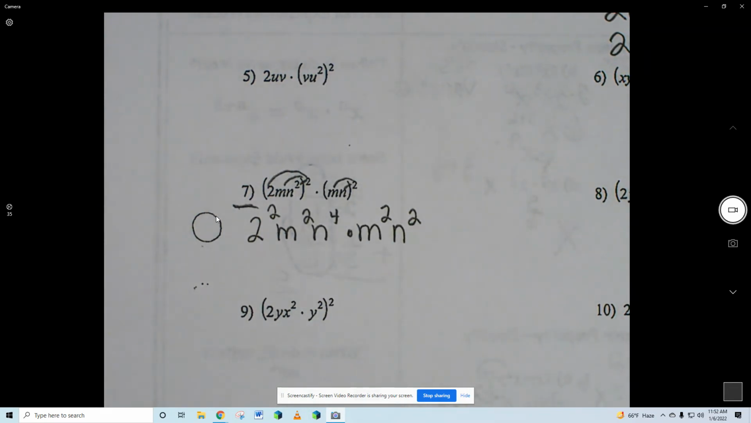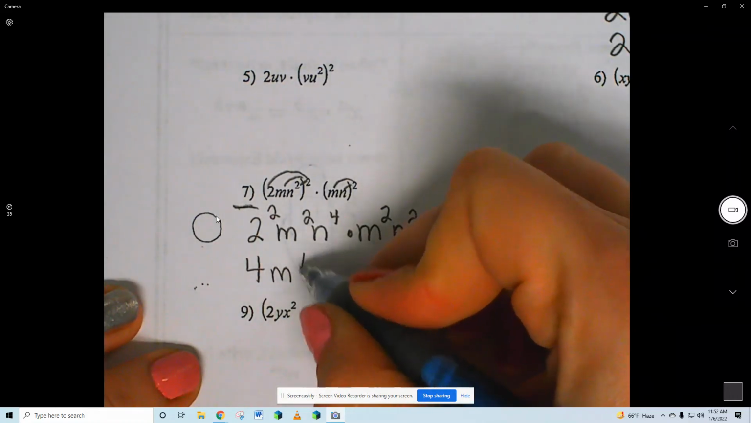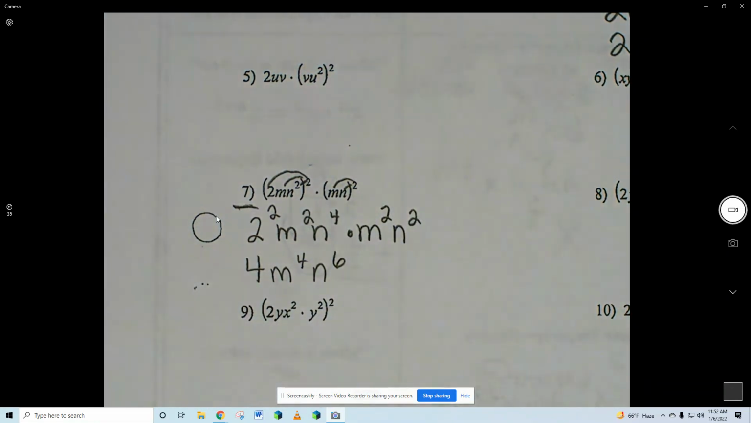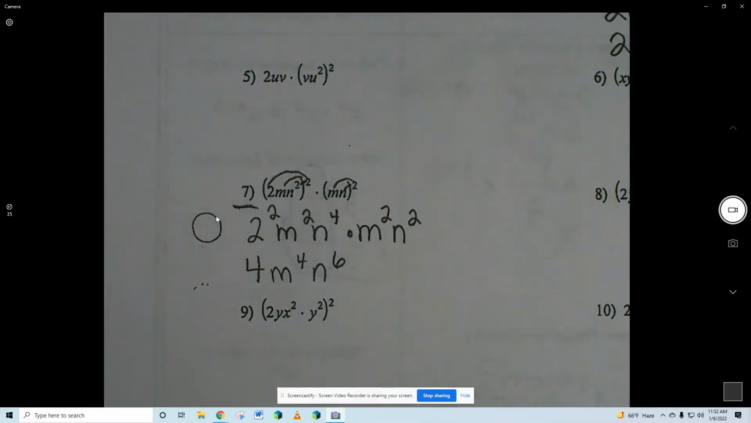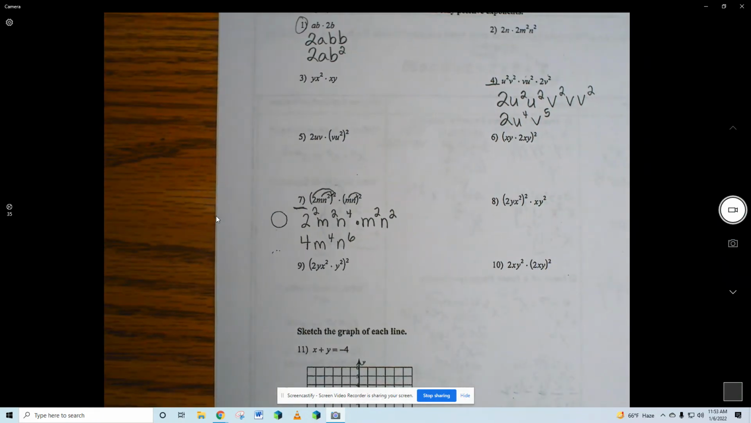Now I go and I simplify it, put everything together. 4, M to the 4th, N to the 6th. I look at the M's, I add them together. I look at the N, add it together. All right. I want to turn the page and look at some of them from the other page. You can do the rest by yourself.